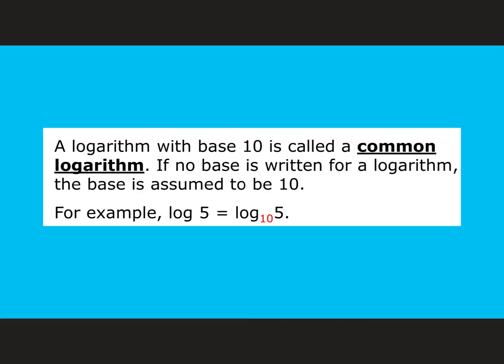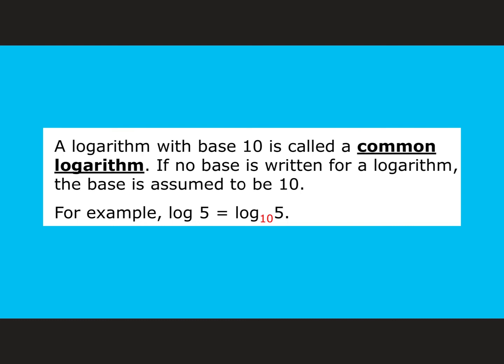All right, so the next thing we're going to learn is a common log. A logarithm with base 10 is called a common logarithm. If no base is written for a logarithm, the base is assumed to be 10. For example, log of 5 is the same thing as log base 10 of 5. So our calculators automatically assume that everything is a common log. Most calculators can only do common logarithms. You can only put log 5 in your calculator because it automatically assumes that it's a base 10.